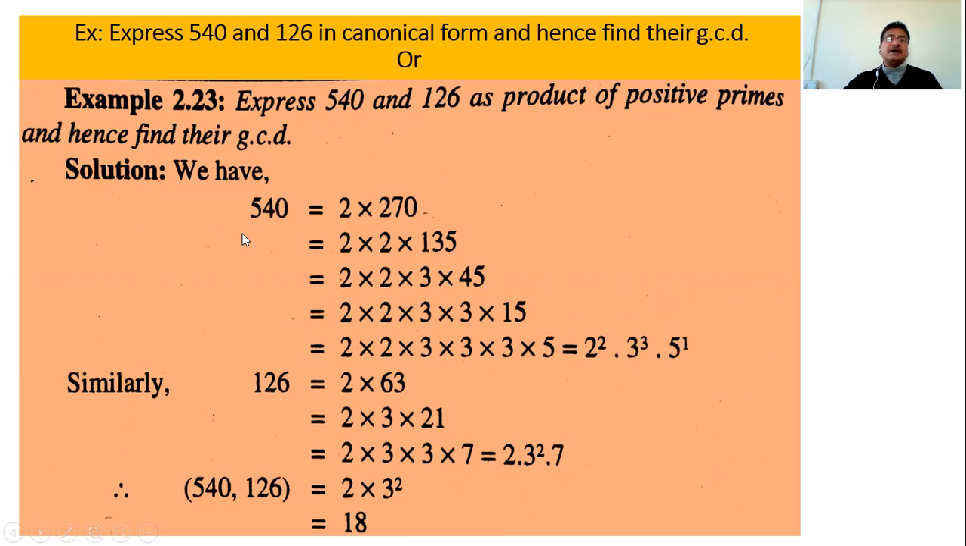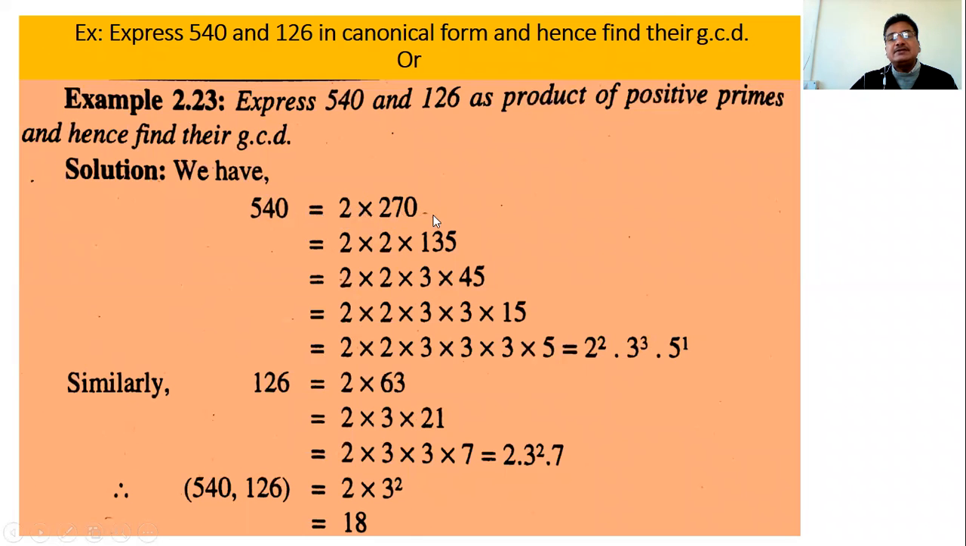So the first number is 540. First divide this number by primes. First divide by 2. If 2 is not a divisor of this, then take 3. If 3 is not a divisor of this number, then take 5. Don't take 4, because after 3, what is the prime number? 5. If 5 is not a divisor, then take 7. Don't take 6. And then if 7 is not a divisor of this number, then take the next prime. So continue this procedure. Take the first smallest number. If 2 is not a divisor, then take 3. If 3 is not a divisor, then take 5. Okay, but 2 is a divisor of this number.